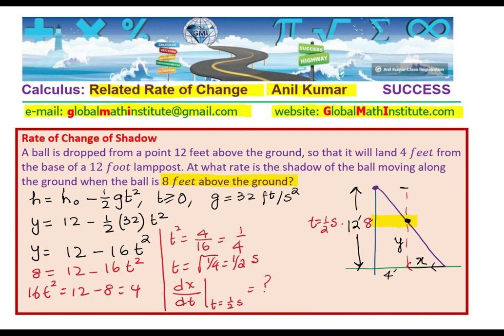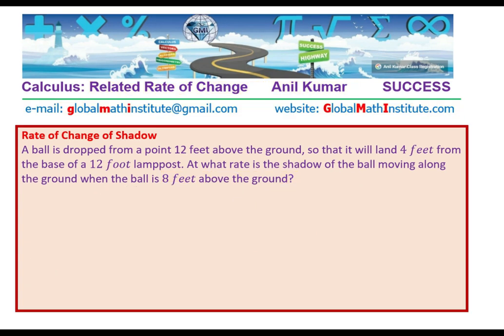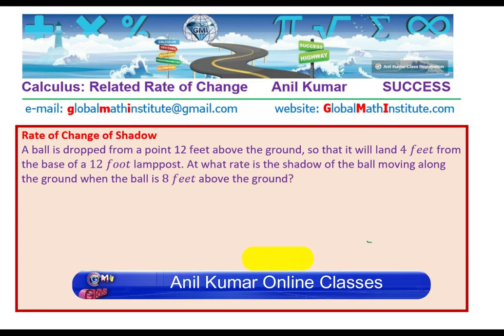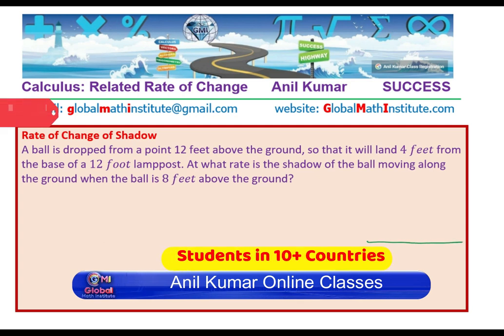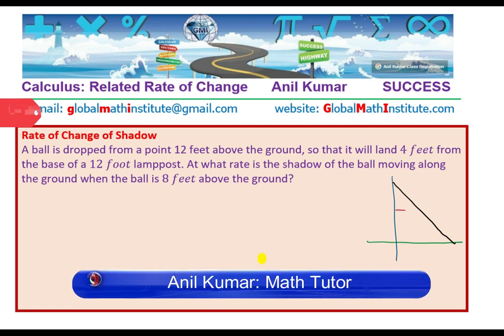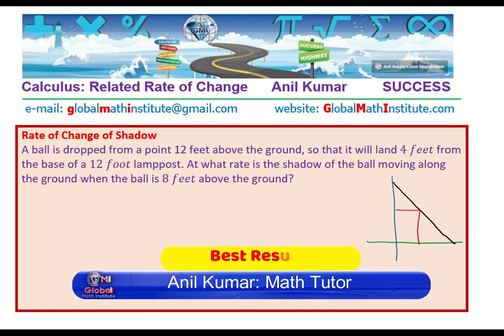So we figured out that in this situation, time will be half second when the ball will be 8 feet above the ground. So on the next page, let us now see how do we further solve. So let me repeat here, sketch the diagram which we just made, and as you can see, the focus now is to relate x and y, y being the height and x being the length of the shadow, where the ball is falling 4 feet from the post, which is 12 feet high.